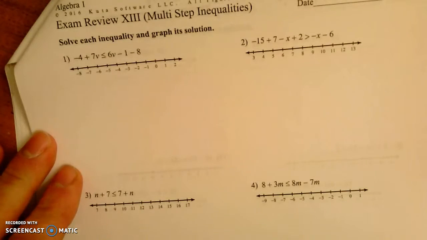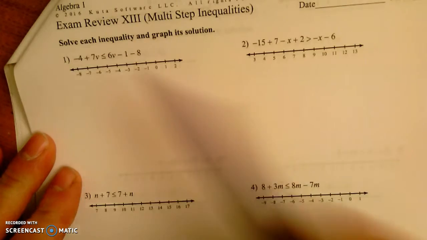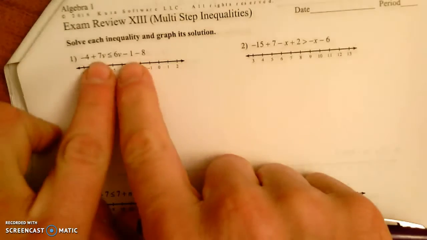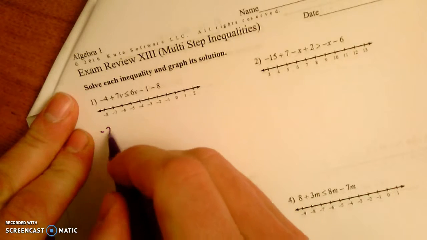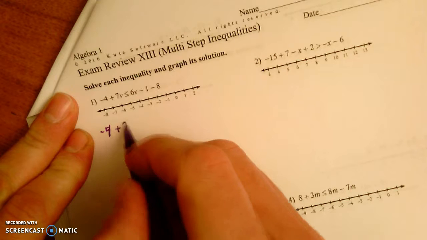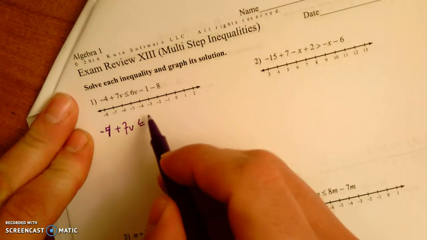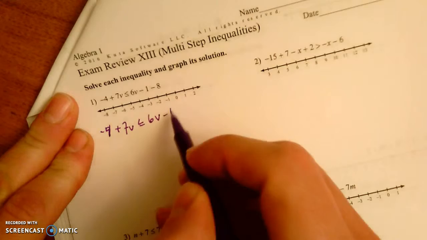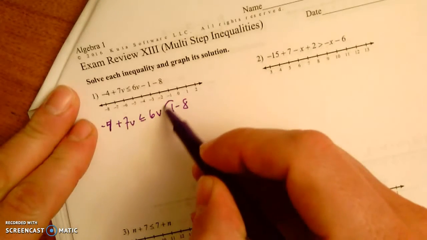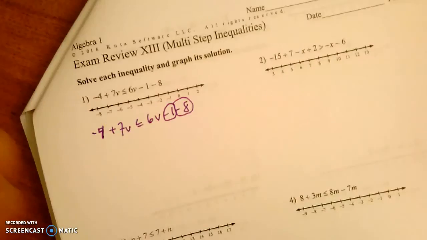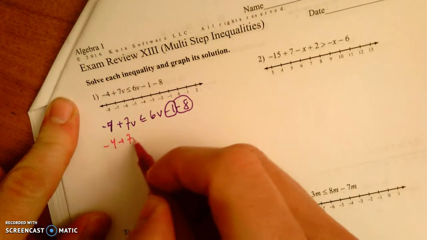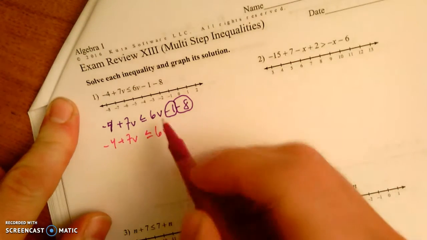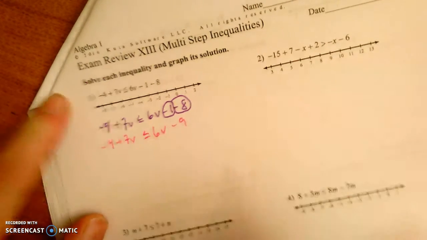Let's open it up here to 13. Here we have multi-step inequalities. You'll notice we've got some variables on both sides now. So let's get started. We've got negative 4 plus 7v less than or equal to 6v minus 1 minus 8. Well, first thing I notice is we've got some like terms that we can combine here. Nothing over here, so we'll just leave this alone. 6v can't be combined, but negative 1 and negative 8 make negative 9.